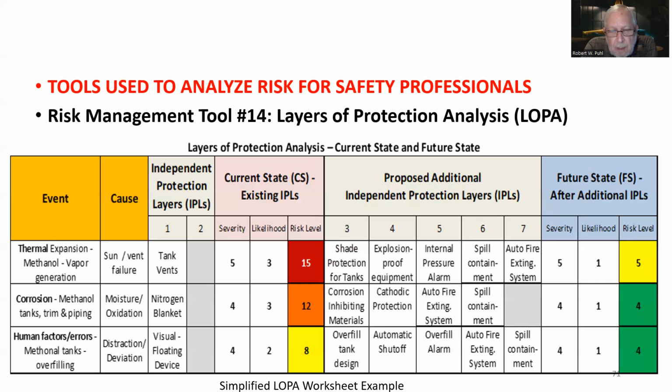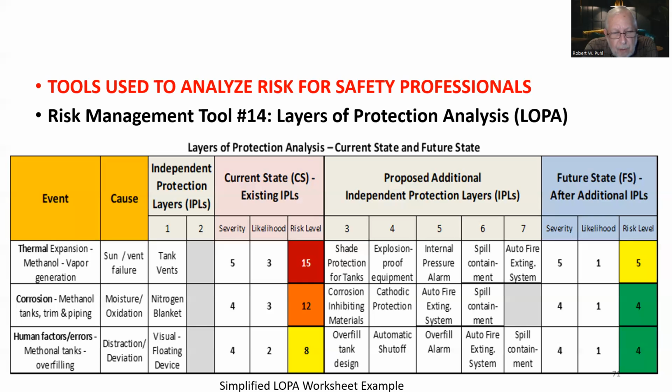It's a good outcome. The second one, corrosion, methanol tanks, trim and piping. Independent protection layer 1 was a nitrogen blanket, and now they're going to propose corrosion inhibiting materials, cathodic protection, auto fire extinguisher system, spill containment, and saving. Again, the severity doesn't change, but the likelihood does. You're not changing the severity on these things, you're just changing the likelihood. And they got that risk level down to a 4.